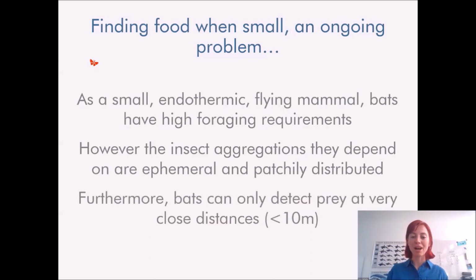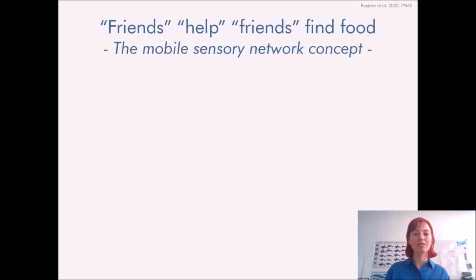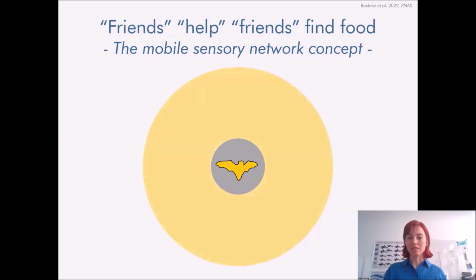And to make things worse, bats can only detect prey at very close distances, less than 10 meters away from themselves. So in order to try and understand how bats can effectively meet their energetic needs based on these conditions, the mobile sensory network concept was proposed. This concept is rooted in the idea that bats can only sense food at a very close distance to themselves, but they can hear another bat and decipher its behavior on a much larger scale.